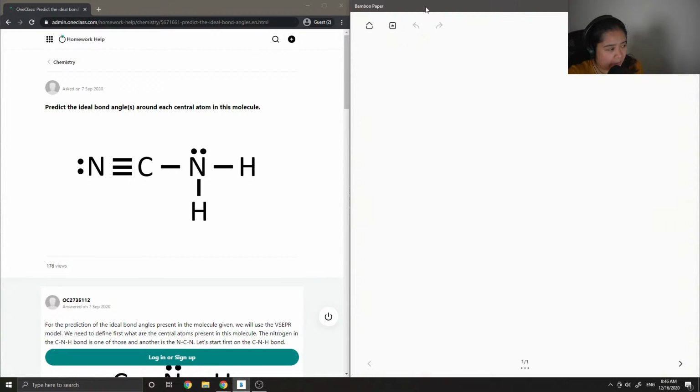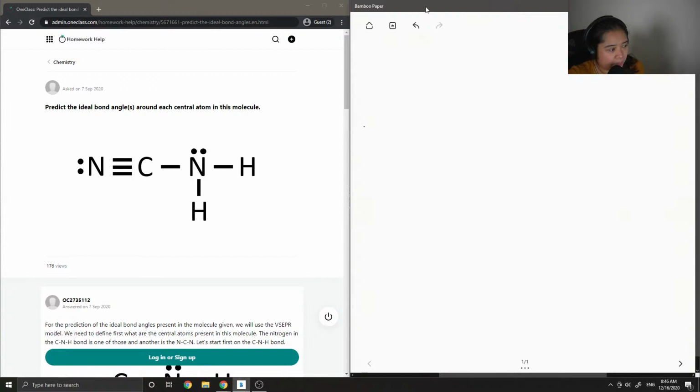Okay, so question 1 asks to predict the ideal bond angle or angles around each central atom in this molecule. So let's draw out the molecule and find out which parts are the central atoms. We have a carbon that has a triple bond to a nitrogen. It has a cyanide functionality. And then we have this amine at the end.